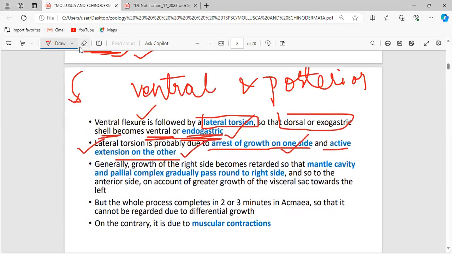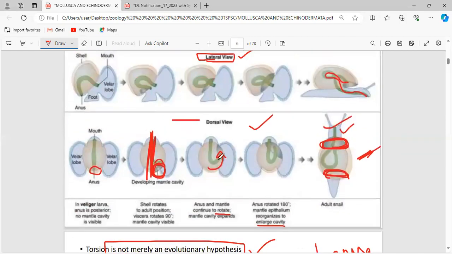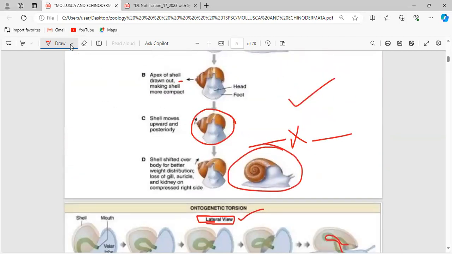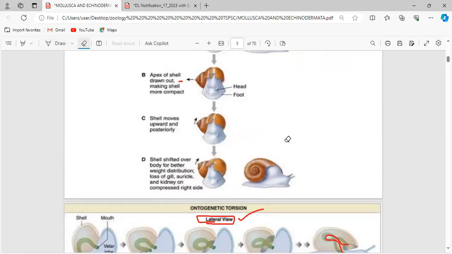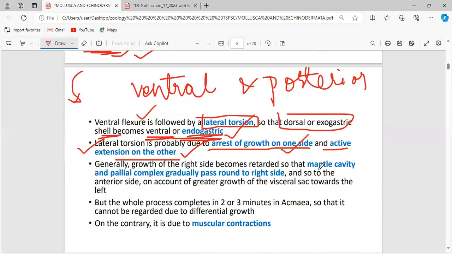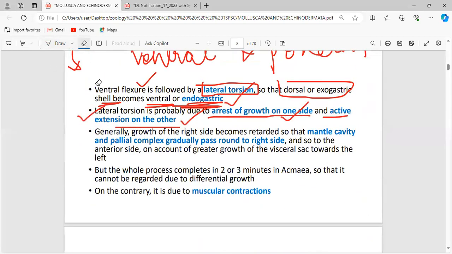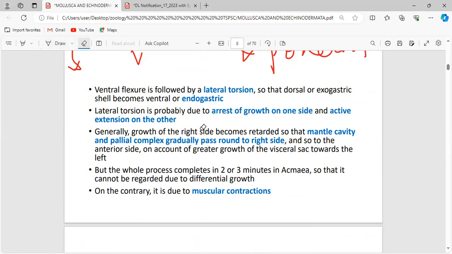Now, lateral torsion is probably due to the arrest of growth on one side and active extension on the other. See, initially where the shell will be present, the shell will be dominating at one particular side. So this will be said to be the active side. The other side of the animal where the shell is absent is said to be the inactive side. Where the shell is developed, that is where it is active.